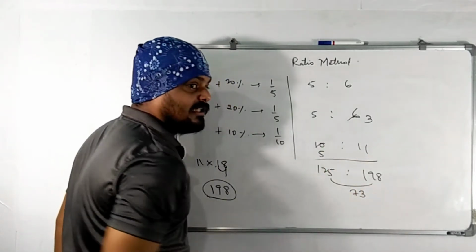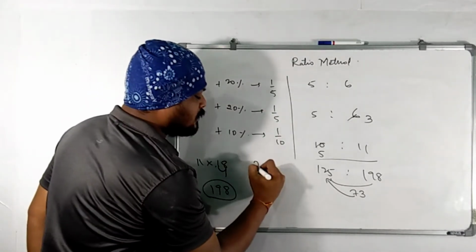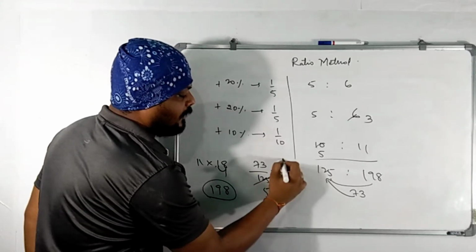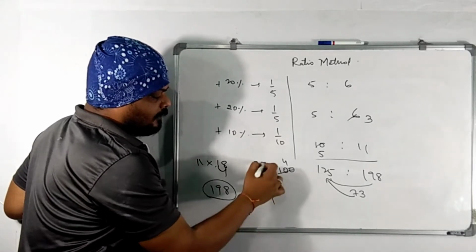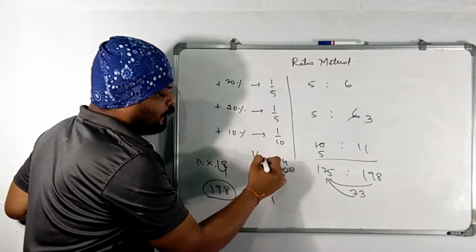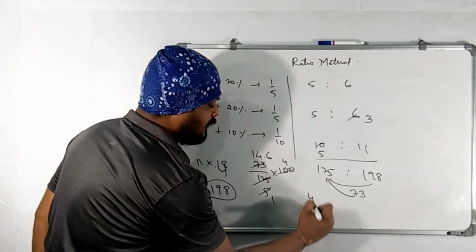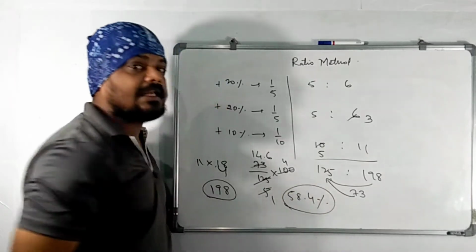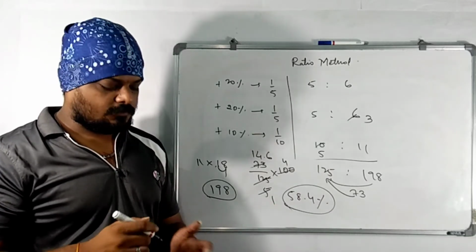So here, how many units is it increasing by? It is increasing by 73 units. 73 units upon what? 73 units upon 125. So 73 upon 125 into 100 is 14.6 into 4, which is 58.4. 58.4 is the total increased percentage change in volume. So you can calculate in this method also.